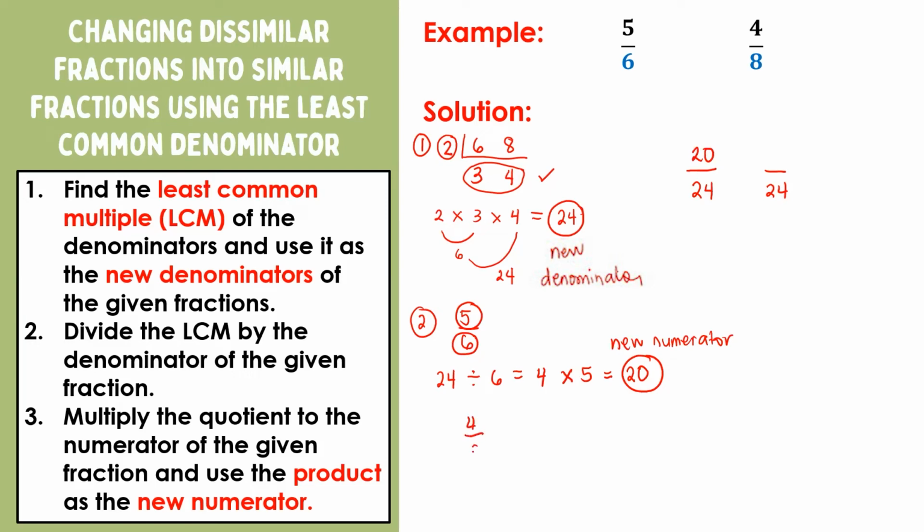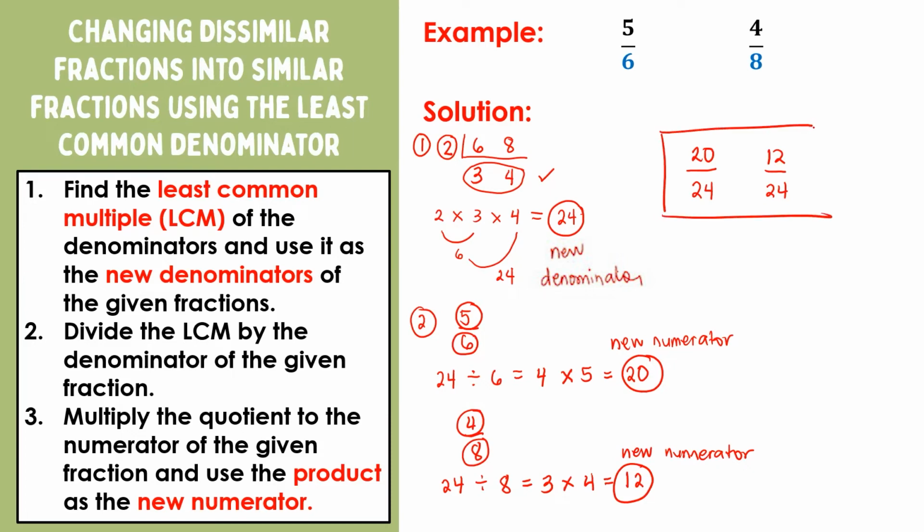We do the same process for the other fraction. 24 divided by 8 is 3. 3 times 4 is 12. Therefore, 4/8 is rewritten as 12 over 24. We are now done changing 5/6 and 4/8 into similar fractions.